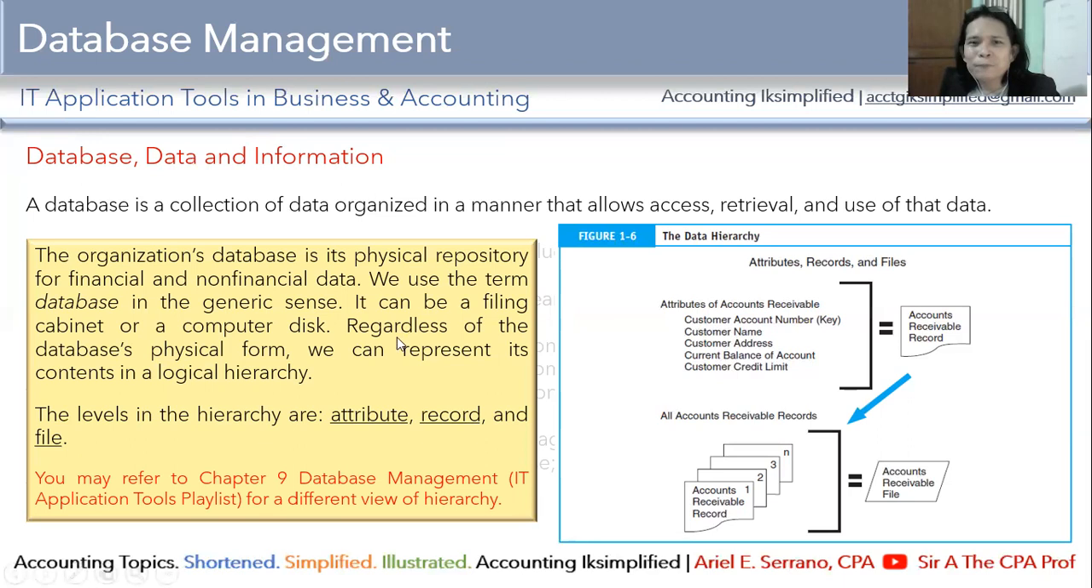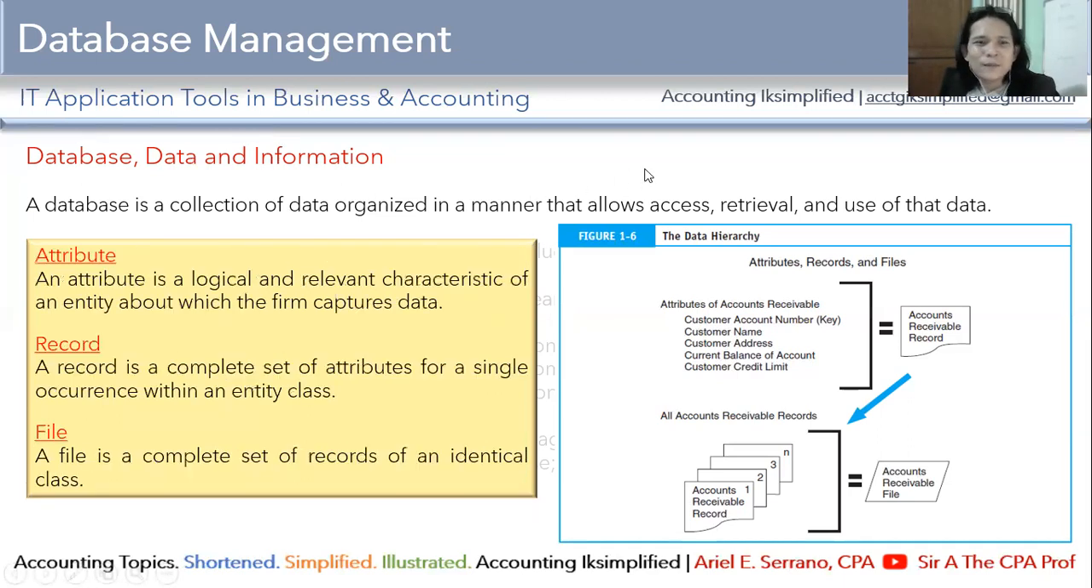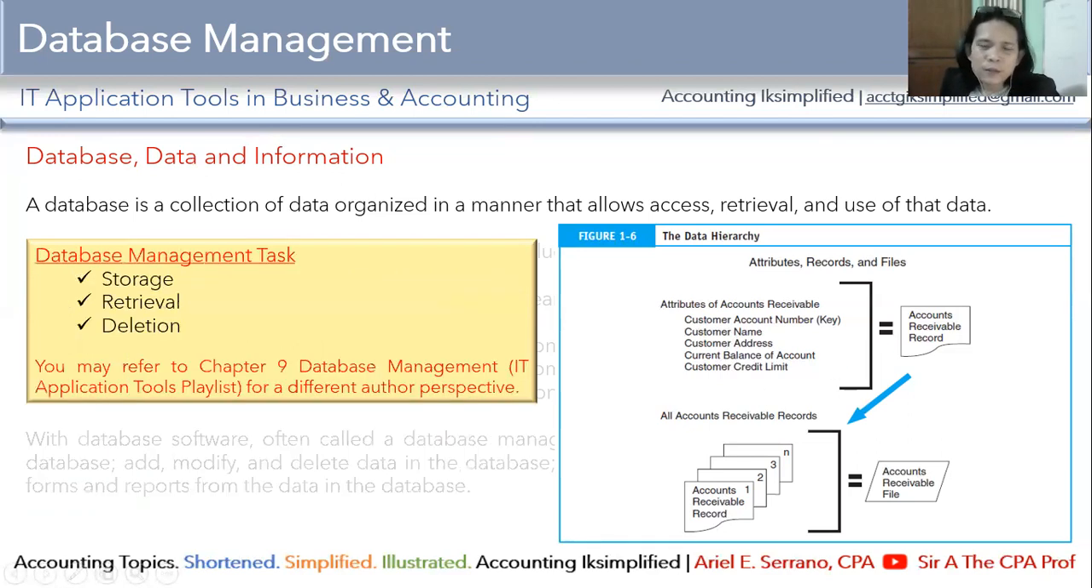Okay? Now, that is your database, no? Ito, pag sinabi nating attribute, just an added information, no? It is a logical and relevant characteristic of an entity about which the firm captures data. Ito yung source natin, no? The record is a complete set of attributes and the file is a complete set of records, no, of identical class. Okay, so yan po. Please take note of that.